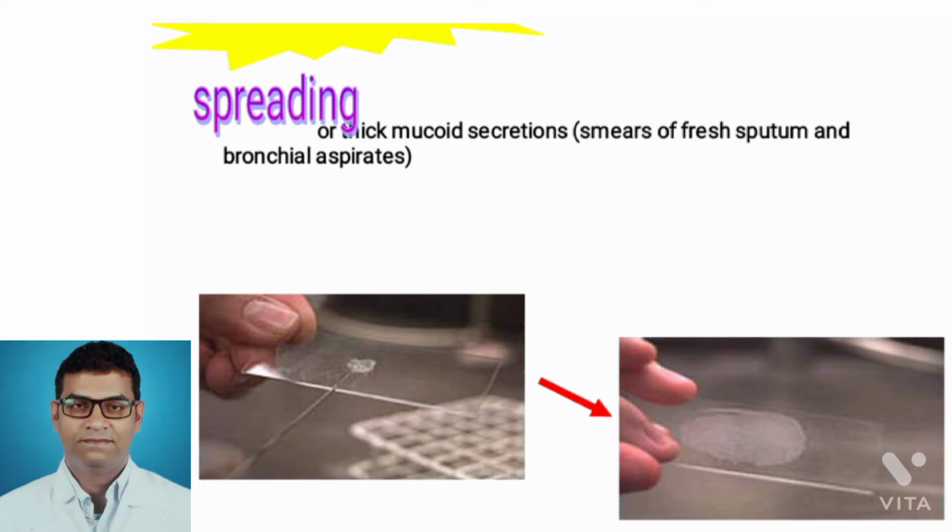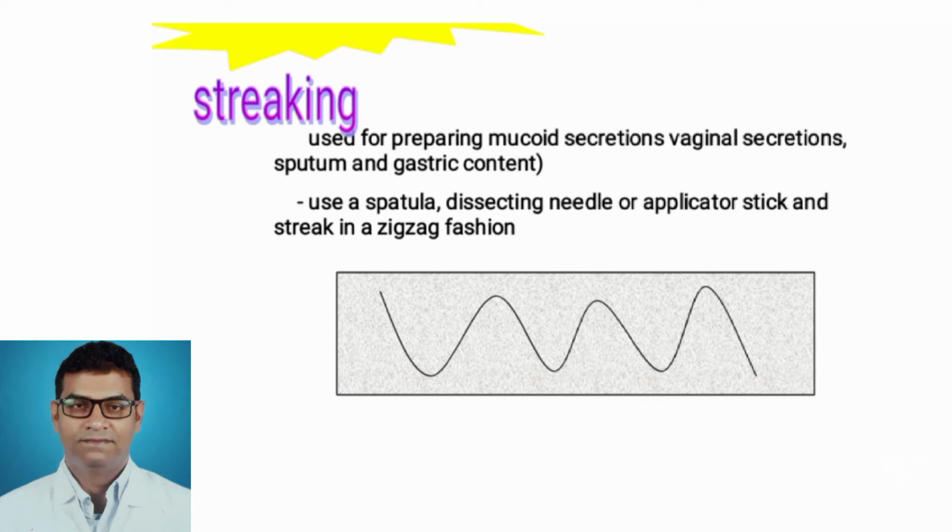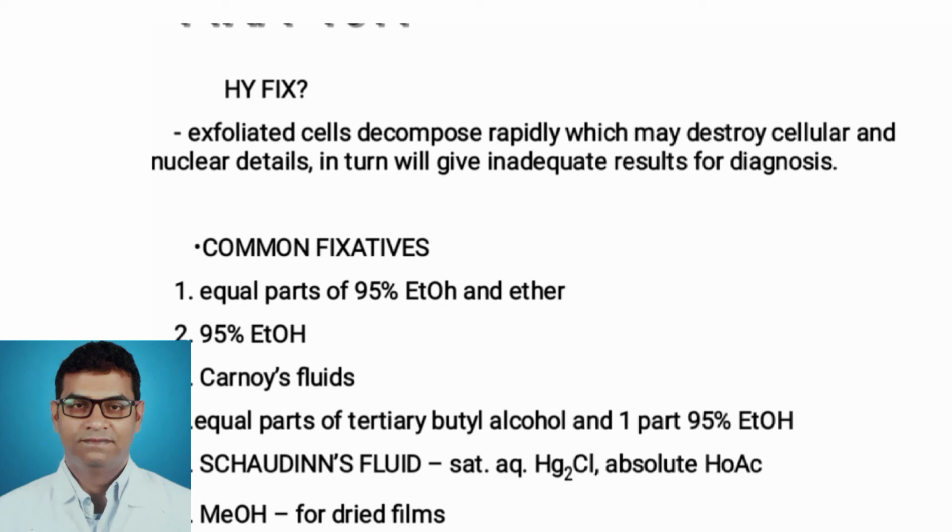The smears of fresh sputum and bronchial aspirates are shown in the picture. Streaking is used for preparation of mucoid secretions, vaginal secretions, sputum, and gastric content. Take a spatula or dissecting needle or applicator stick and streak in a zigzag fashion as shown in the picture. Exfoliated cells decompose rapidly, which may destroy the cellular and nuclear details. In turn, this will give inadequate results for diagnosis.